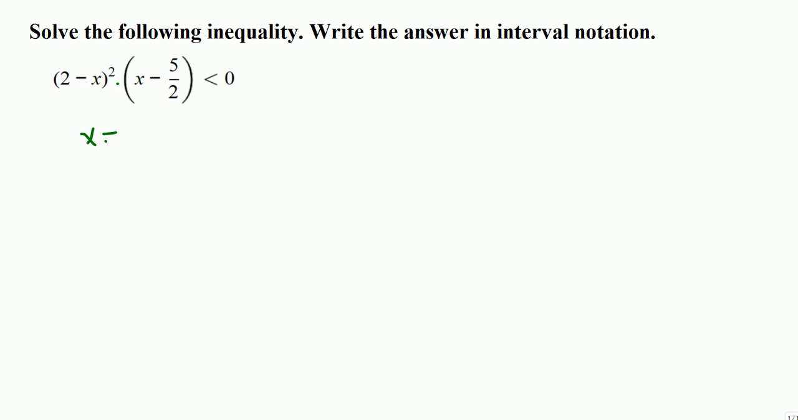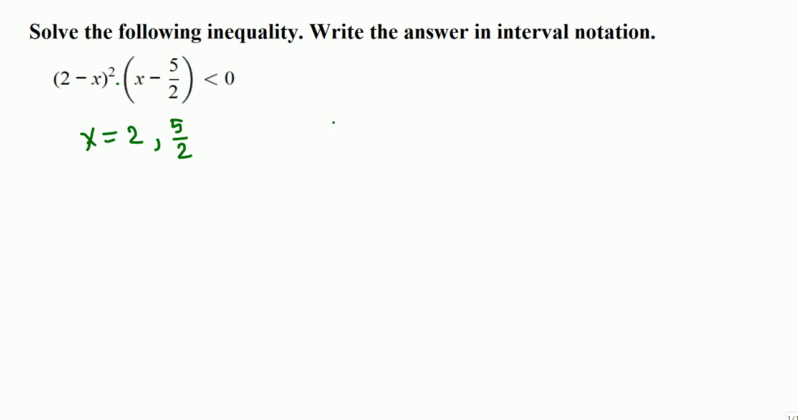So for this factor, x equals 2. X equals 2 makes this factor 0: 2 minus 2 is 0. And x minus 5 halves: 5 halves makes this factor 0. 5 halves minus 5 halves is 0.